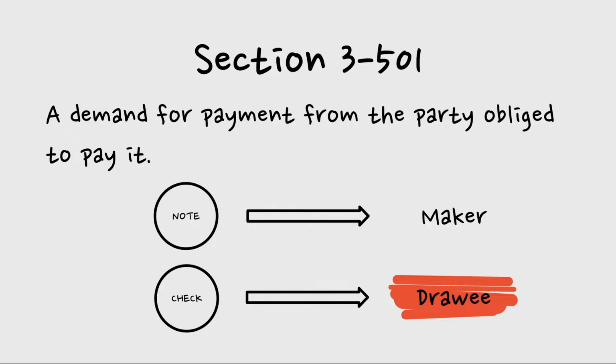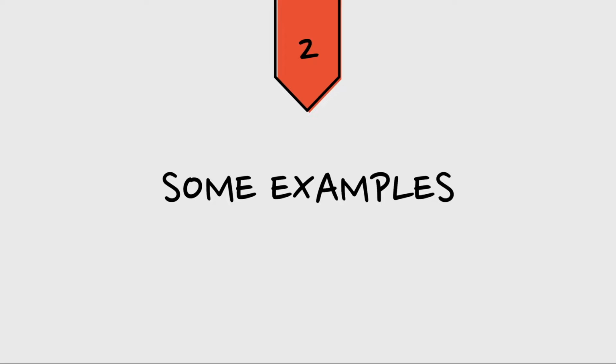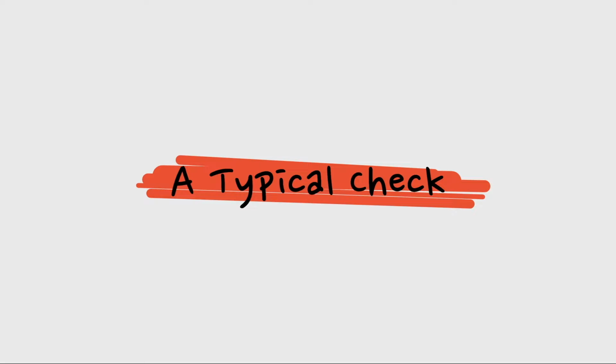So the drawer is the person who writes out the check and hands it over, right? Who does the initial issuance. But remember that a check is drawn, in the case of a check, always on a bank, right? And you're ordering the bank to make payment out of your account to the payee. So when the check is presented, it will be presented to the drawee bank, which is the bank that's being ordered to make the payment.